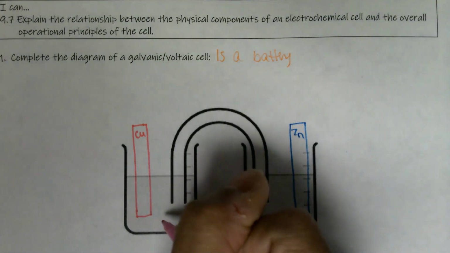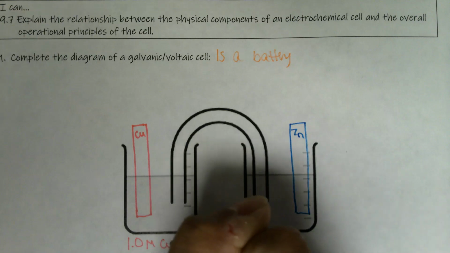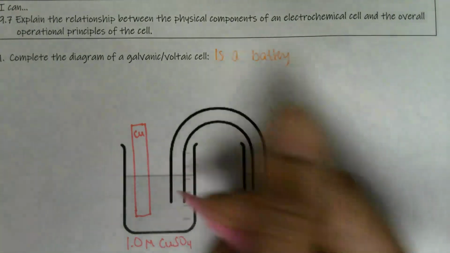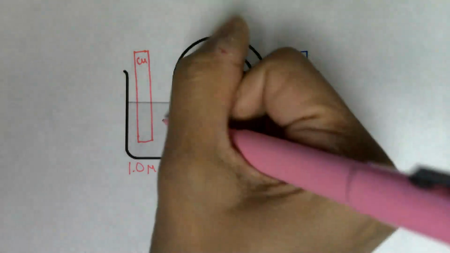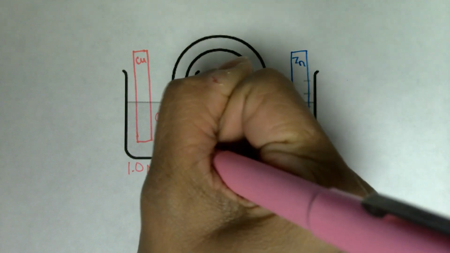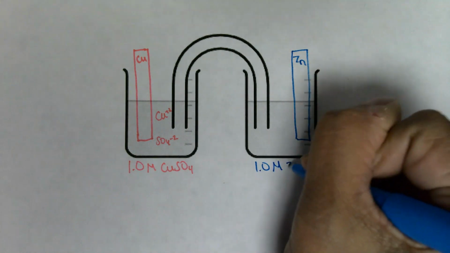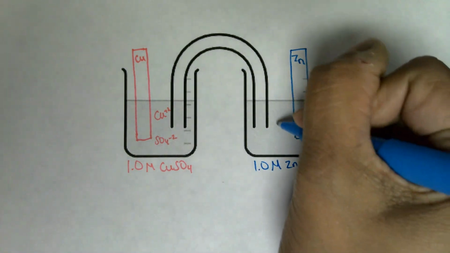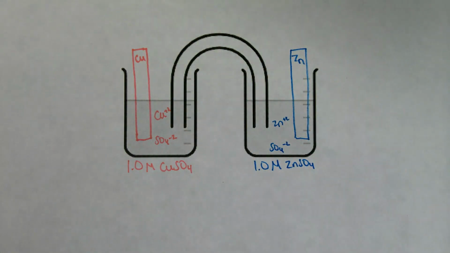Some other things I might have here are some solutions. So this would be maybe 1.0 molar copper sulfate. And in an aqueous solution, excuse me, copper sulfate will be soluble in water. So I have Cu²⁺ and SO₄²⁻ in solution. And over here, I have 1.0 molar ZnSO₄. So here I have Zn²⁺ and SO₄²⁻. These were both chosen for solutions because they are soluble in water. We want to make sure that they're able to be dissolved.